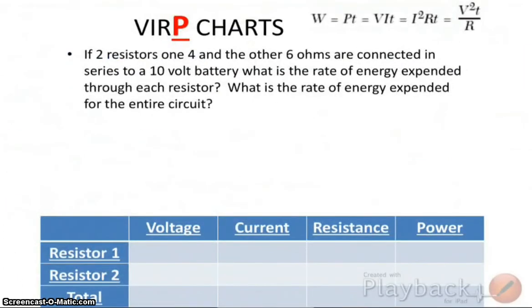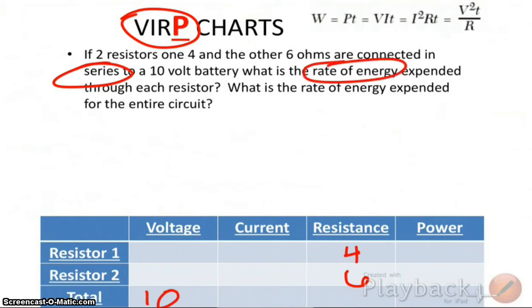Alright, just to make this a little bit less complicated, you can also use this in terms of a VER chart, only they're called VERP charts. So we just add power onto the end of our VER, and it still works out. For example, if I have 2 resistors, one of 4, the other of 6, connected in series to a 10-volt battery, what is the rate of energy, so the power, expended through each resistor?